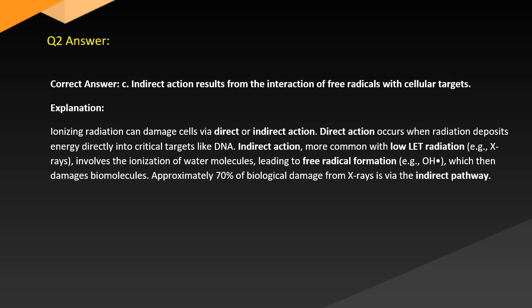Answer. Correct answer: C. Indirect action results from the interaction of free radicals with cellular targets. Explanation: Ionizing radiation can damage cells via direct or indirect action. Direct action occurs when radiation deposits energy directly into critical targets like DNA.